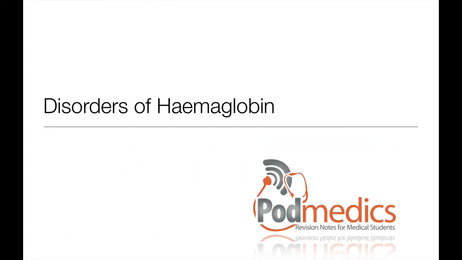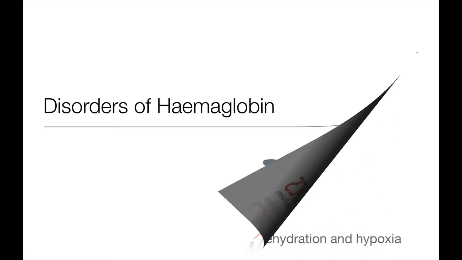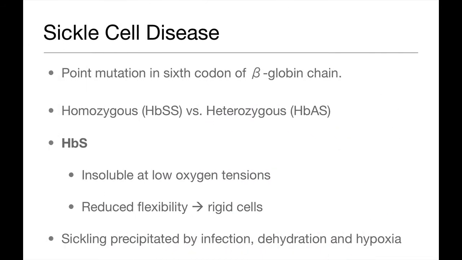Okay, so we've looked at disorders of the outside of the cell, we've looked at disorders of the cytoplasm. Now finally, let's look at the very common disorders of hemoglobin, namely sickle cell disease and thalassaemia. So a quick revision of sickle cell disease. In sickle cell disease, you have a point mutation in one of the codons of the beta globin chain. This can be inherited in either a homozygous or heterozygous way, and the homozygous form is what is now termed sickle cell disease, and the heterozygous is termed sickle cell trait.